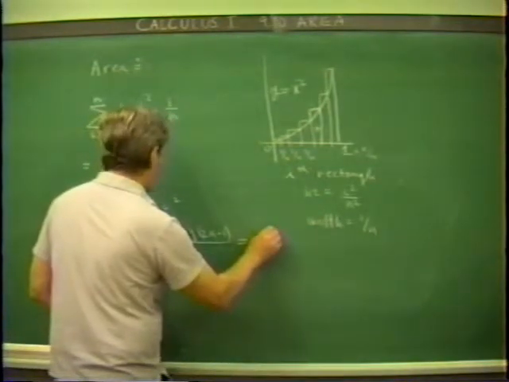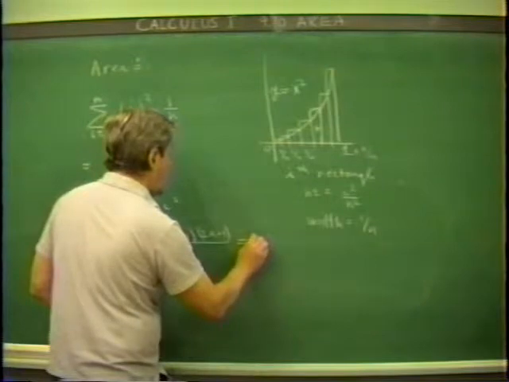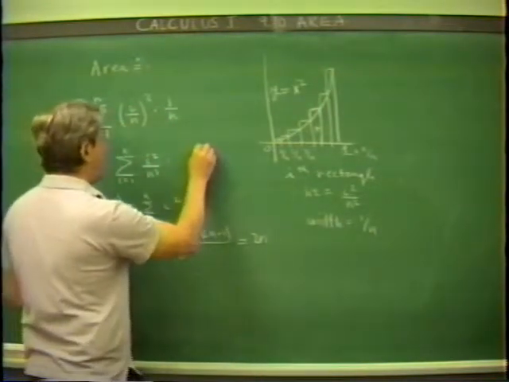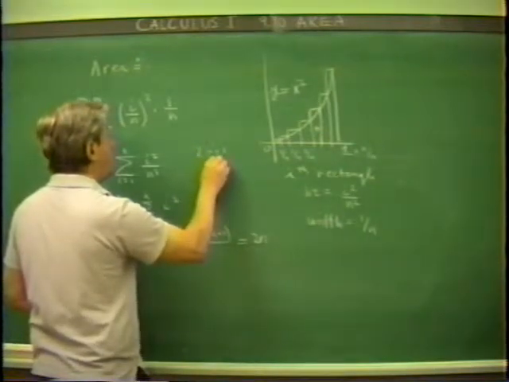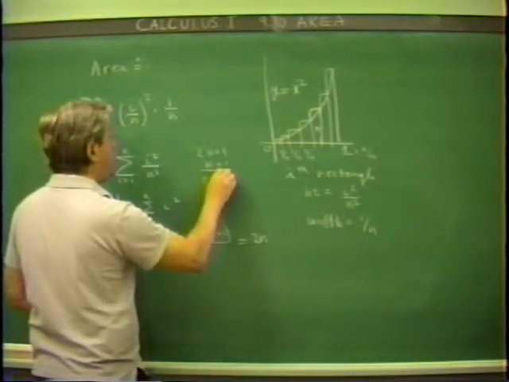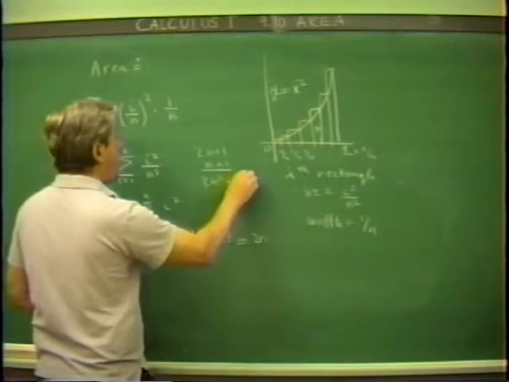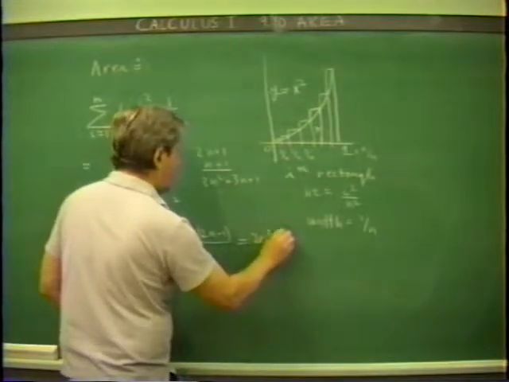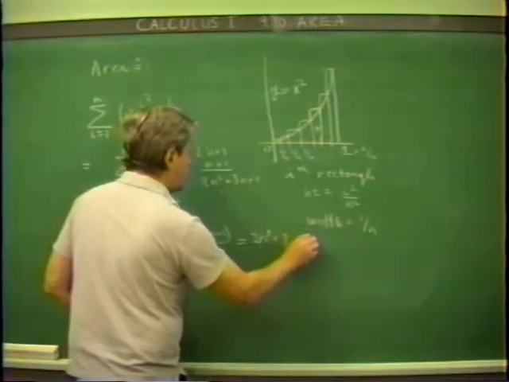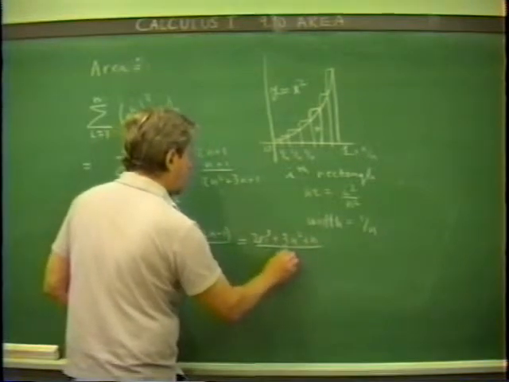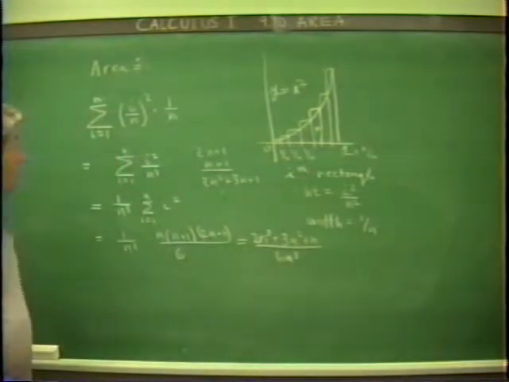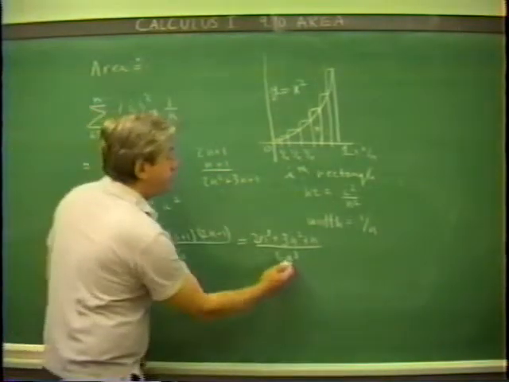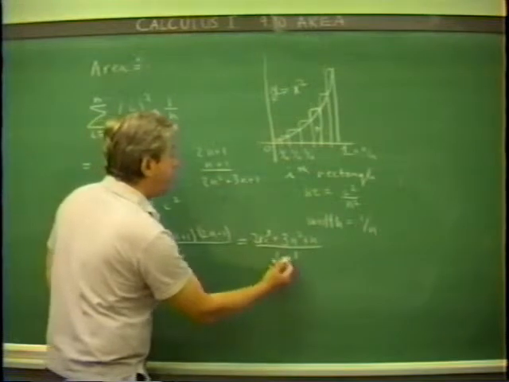So this is going to be equal to, multiplying this out, 2n plus 1 times n plus 1 is 2n squared plus 3n plus 1, so that we're going to get 2n cubed plus 3n squared plus n over 6n cubed. That's going to give you a formula for the approximate area underneath here.